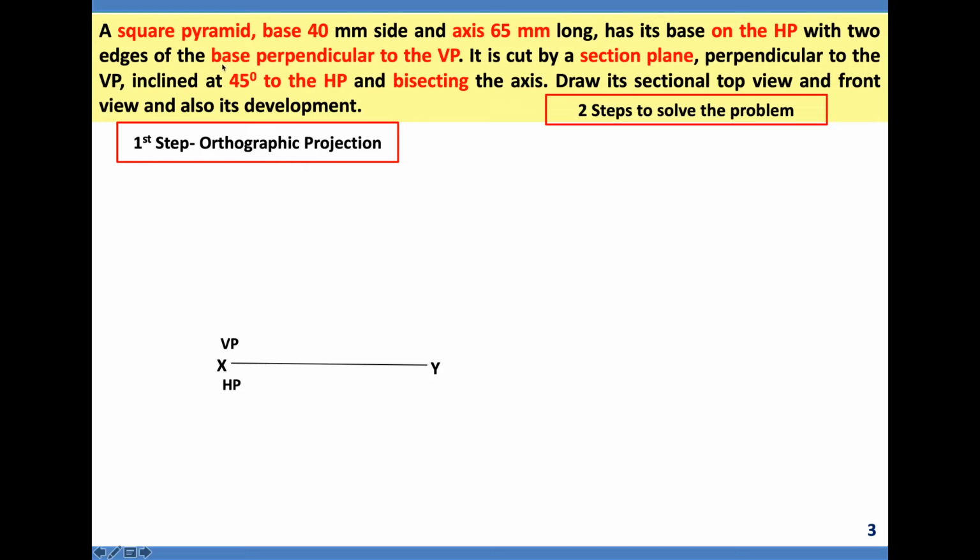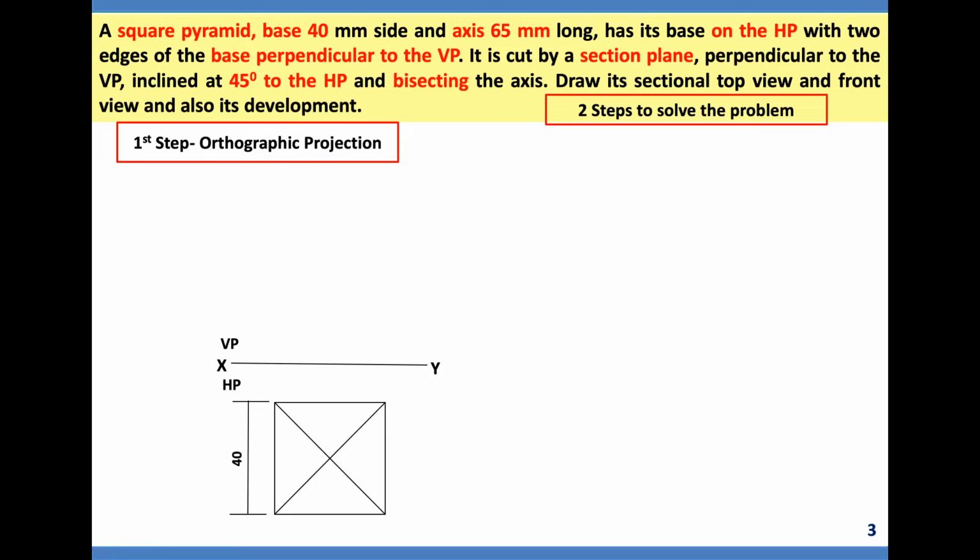How is it? They have given a condition: base perpendicular to VP means edge condition. I have drawn a square. Where my cursor is pointing, this is one edge and this is one edge. If we extend these two edges to XY, they make an angle of 90 degrees, which we call perpendicular. In that way, we have satisfied the condition asked in the problem: base perpendicular to VP. Side size is 40 mm.